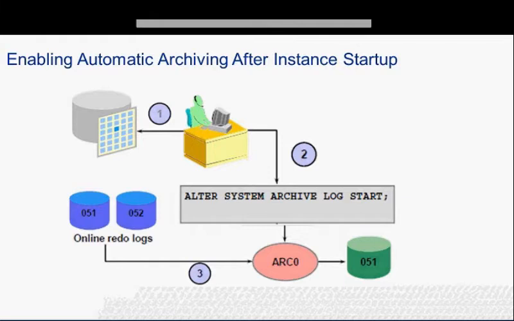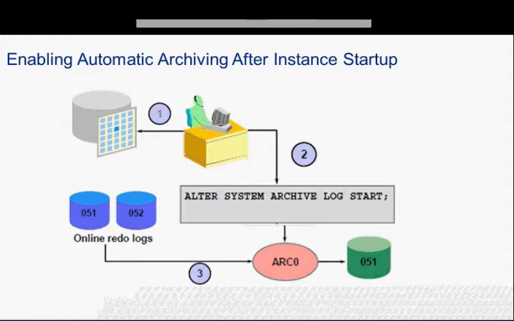We can enable automatic archiving without shutting down the instance by using the alter system command. The database should be in ARCHIVELOG mode. Open the database, then give the command archive log list, then enable the archiver process. On Unix, the command to enable automatic archiving is alter system archive log start, and then the Unix directory address where we want to place our archive logs. The archiver process automatically archives log files as they are filled.